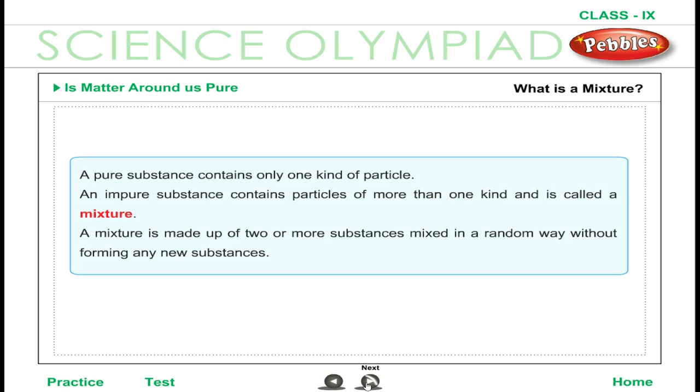What is a mixture? A pure substance contains only one kind of particle. An impure substance contains particles of more than one kind and is called a mixture. A mixture is made up of two or more substances mixed in a random way without forming any new substances.